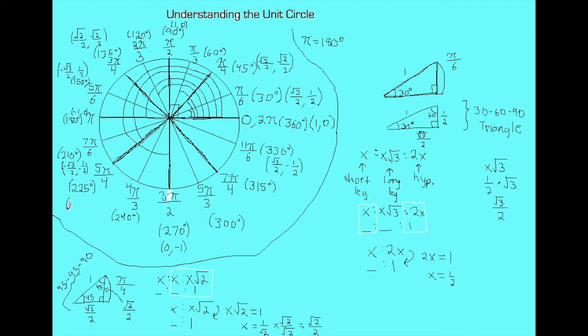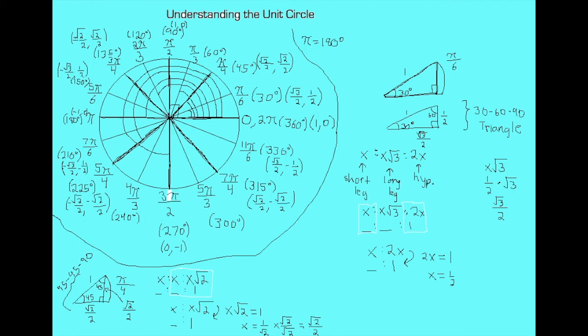For 5 pi over 4, the coordinates are going to be negative root 2 over 2, comma negative root 2 over 2, since 5 pi over 4 is in the third quadrant, where the x and y values are negative. For 7 pi over 4, the coordinates are going to be root 2 over 2, comma negative root 2 over 2, since the y values are negative in this quadrant.